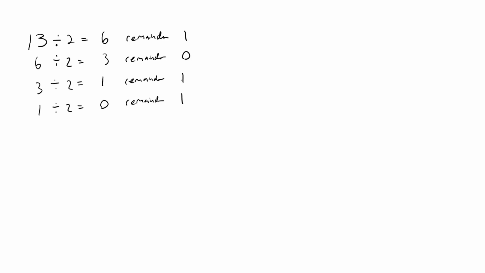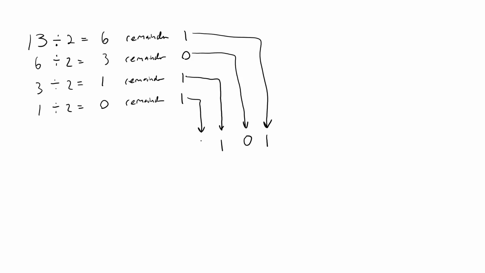Now I am going to arrange them in reverse order. So starting over on the right, I'm going to take my first remainder, and then I'm going to work my way over to the left. And then again, these digits are going to correspond to my powers of 2. So I have 2 to the 0, 2 to the 1, 2 squared, 2 cubed. So if I now go in reverse, I should get 13 again.